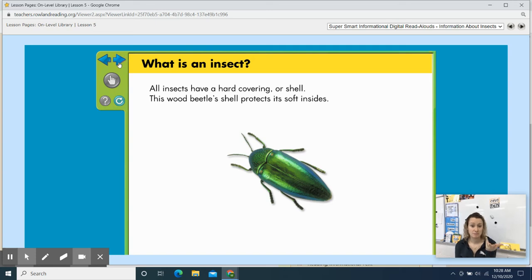What is an insect? All insects have a hard covering or shell. This wood beetle shell protects its soft insides. Just like you have bones that protect your inside. You have ribs, those bones here in your chest and down by your stomach, and those protect your lungs and your heart. So that when you are playing at home, or last year when you were playing at school and you got hit by a ball, it doesn't hurt. Because you got bones here to protect you. If you got hit by a ball in your heart or your lungs, that would be horrible. Well, they don't have bones, but they have a hard shell, and that protects their insides.